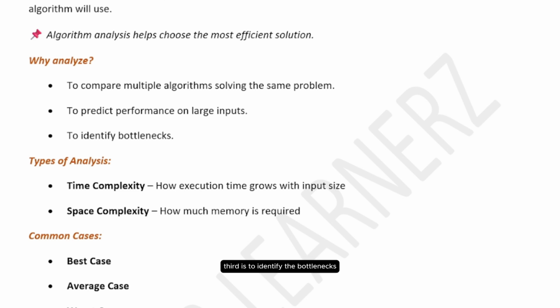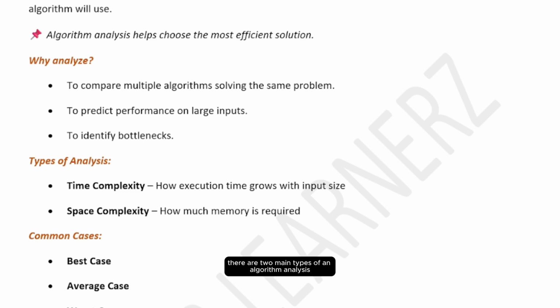Third is to identify the bottlenecks. Algorithm analysis helps us to find the bottlenecks, which are the parts of a program that slow everything down, like traffic at a narrow bridge. One slow point delays everything.